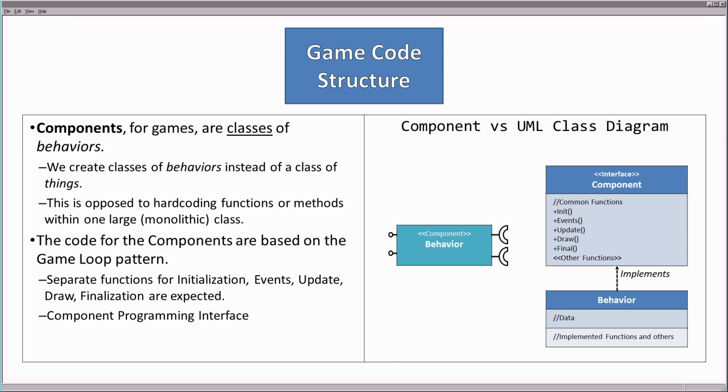Components for games are classes of behaviors. We create classes of behaviors instead of classes of things. This is opposed to hard coding functions or methods within one large monolithic class. This means we would write everything in one programming method or function. The code for components are based on the game loop pattern. We typically have separate functions for initialization, updates, events, draw, and finalization. Typically, within a game engine, there is a component programming interface from which all components must either inherit or implement.